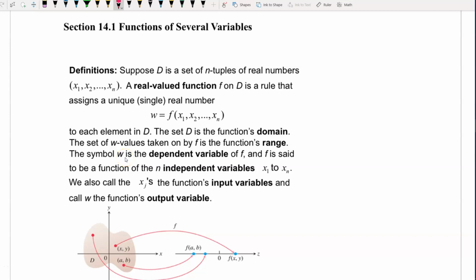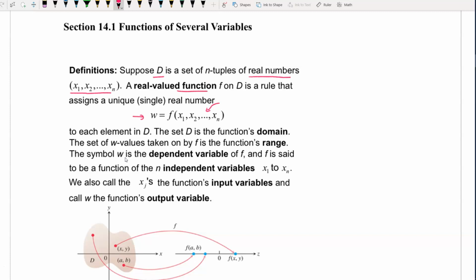Hello everyone, here in this section we have the definition of functions of several variables. Here we have D, and that is real numbers. So here in this part we have x1, x2, up to xn. Based on these real numbers, we have a function. So the function of these real numbers is equal to w, and this is our domain.